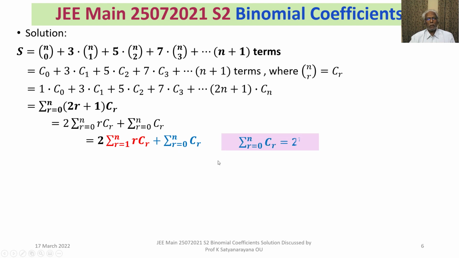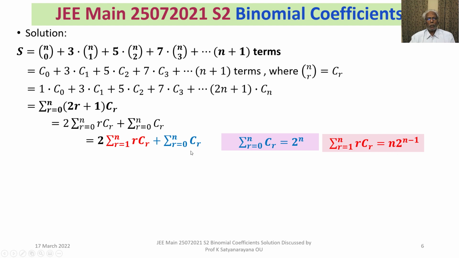And we know the results, and we have already proved them: sigma r is equal to 0 to n Cr is equal to 2 power n. This is 2 power n. And sigma r is equal to 1 to n rCr is n times 2 to the power of n minus 1. That is, this is property 2.